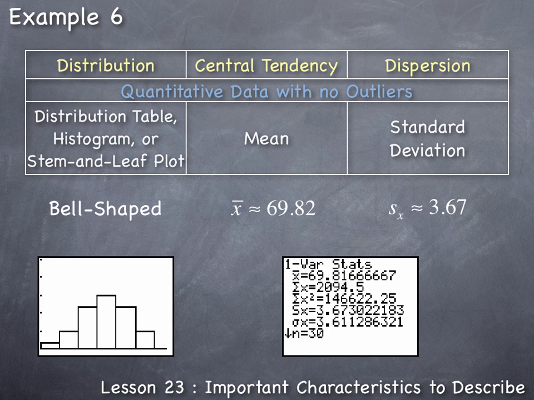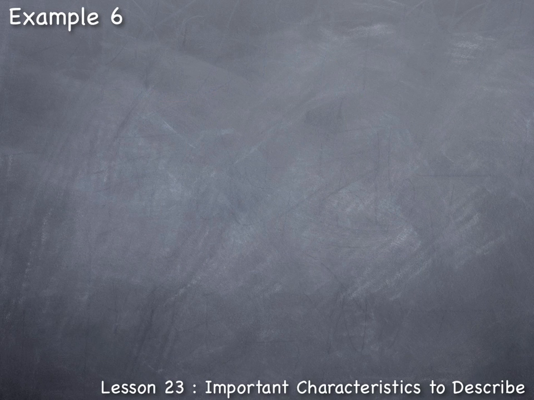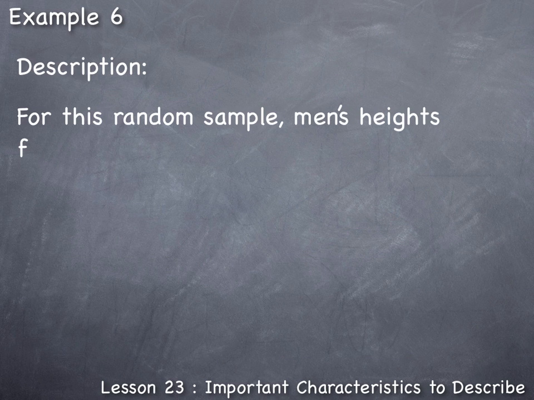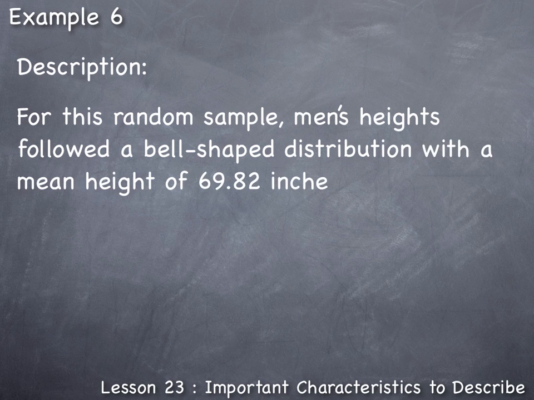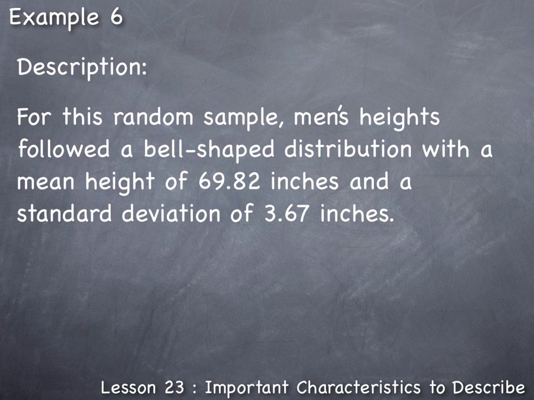So you don't see too many very short men in the population, and you don't see very many tall men in the population. Most men are around the average height. That is, that's the resulting characteristics of a bell-shaped distribution. So now we could take each of these three results and then use words of the problem to come up with a good description of this sample. For this random sample, men's heights followed a bell-shaped distribution with a mean height of 69.82 inches and a standard deviation of 3.67 inches.